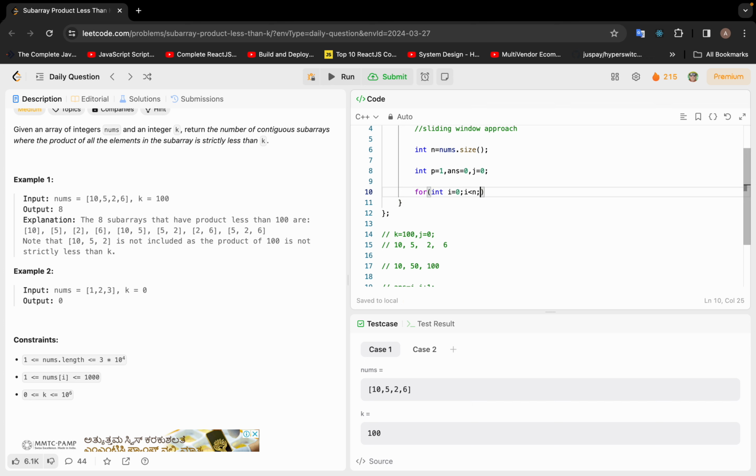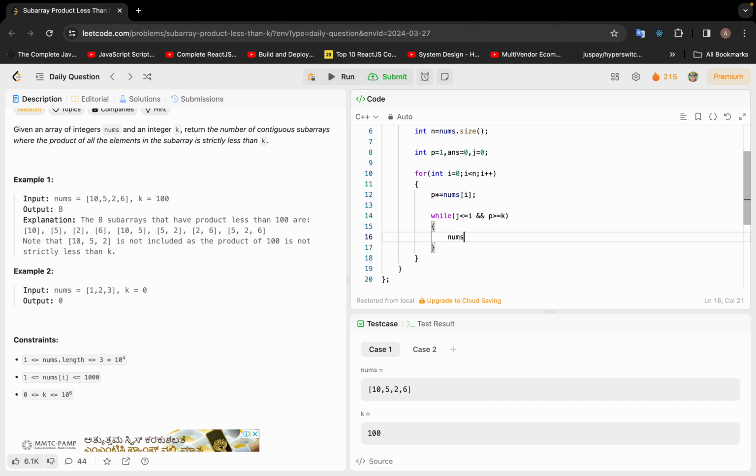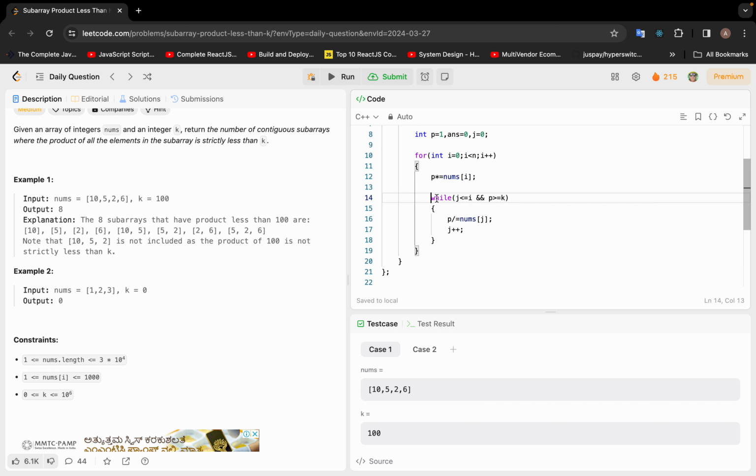I can decrease the size of the window, right? So I will start iterating in my array, and now I start multiplying my nums, right? So I will check whether this p value is greater than or equal to k, then we need to decrease our window size. For that I need to increase my starting j value till I get a p less than k value, right. And also need to check the condition that this j value should not be greater than i. So this is the while loop that we do.